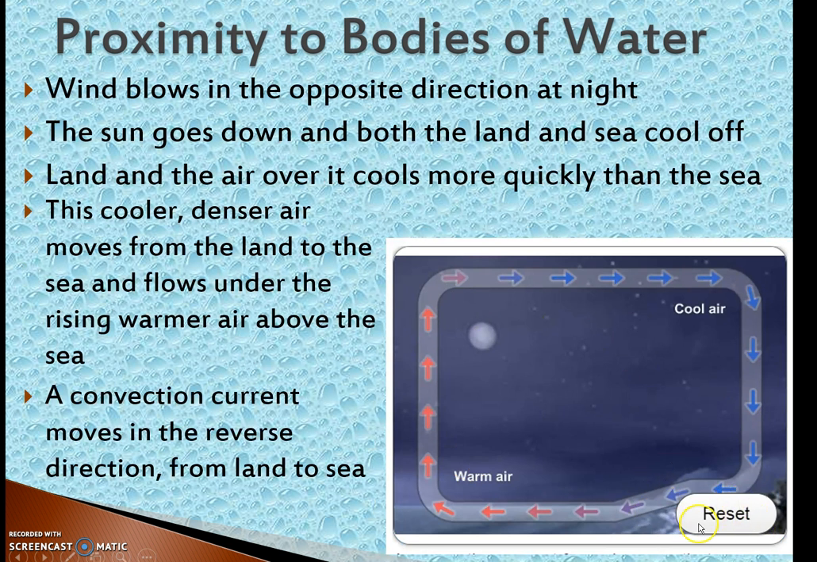The land cools off very quickly. If you've ever been to the seashore, you know that the sand is really hot during the day, and if you have ever walked on it at night, it's very cold at night. So the land cools off much quicker than the sea. So that creates cool air dropping over the land and warm air rising over the ocean, because the ocean holds its heat better during the night. The ocean is more of a consistent temperature. So a convection current moves in the reverse direction from the land to the sea. So this is why at the seashore it is often very breezy.